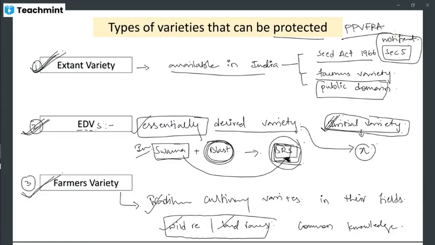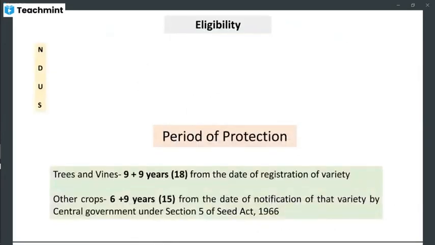So if you want to protect the varieties, there will be some eligibility conditions. You can protect the extant variety, EDV, and farmers varieties. So what are the eligibility criteria for it? The eligibility criteria are in terms of a test. It needs to undergo an eligibility test, and this test is known as DUS. I'll just tell you what this DUS test is.